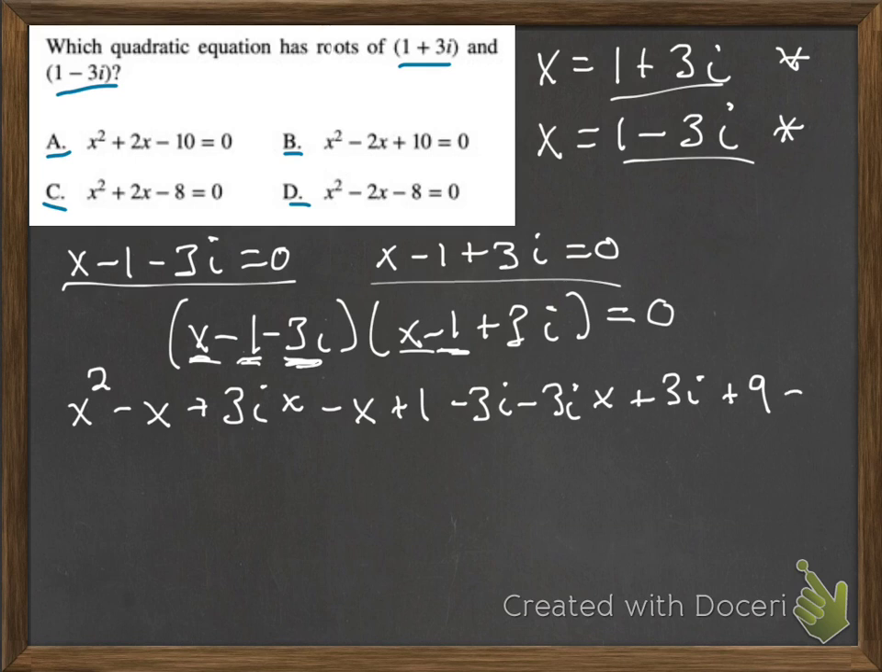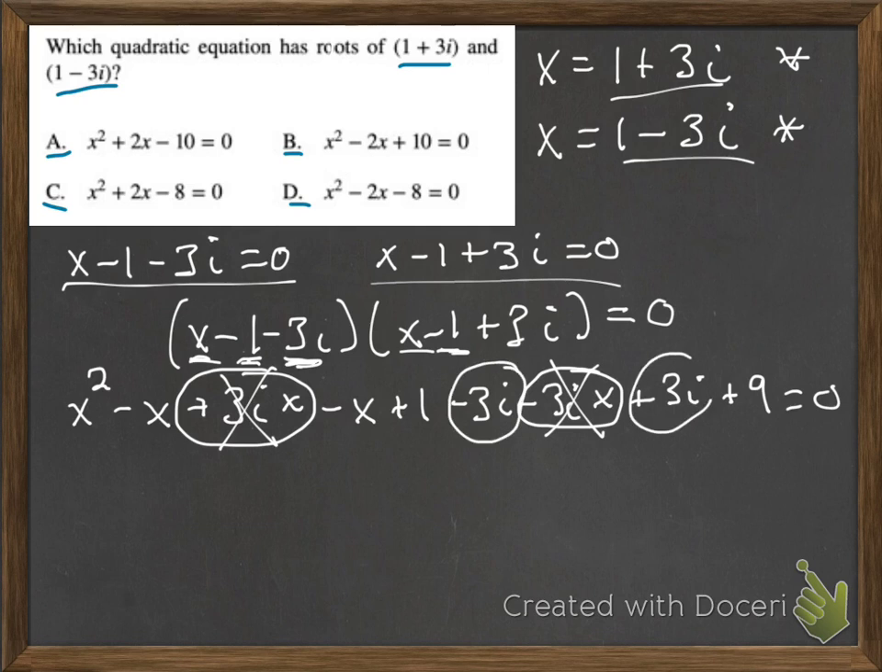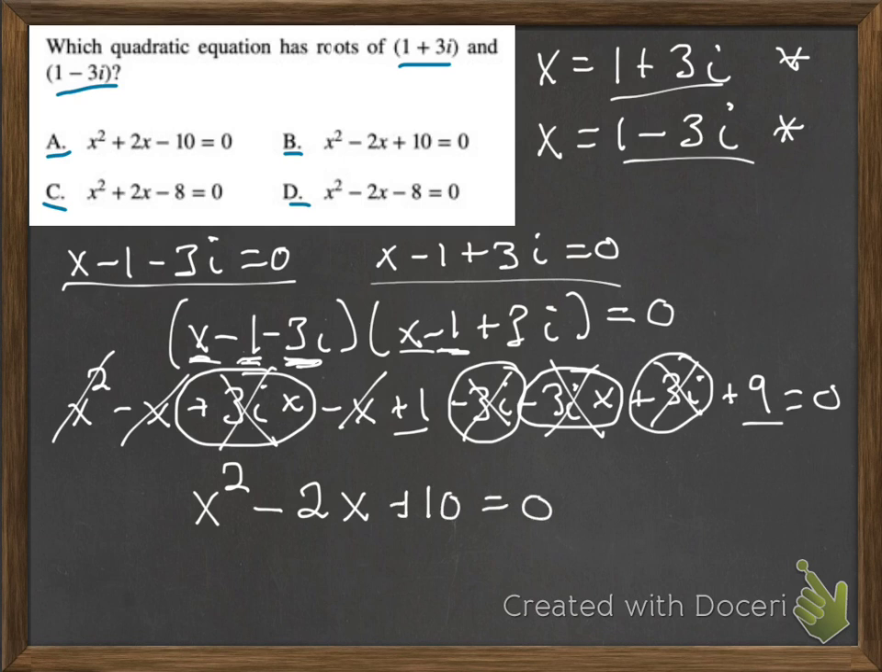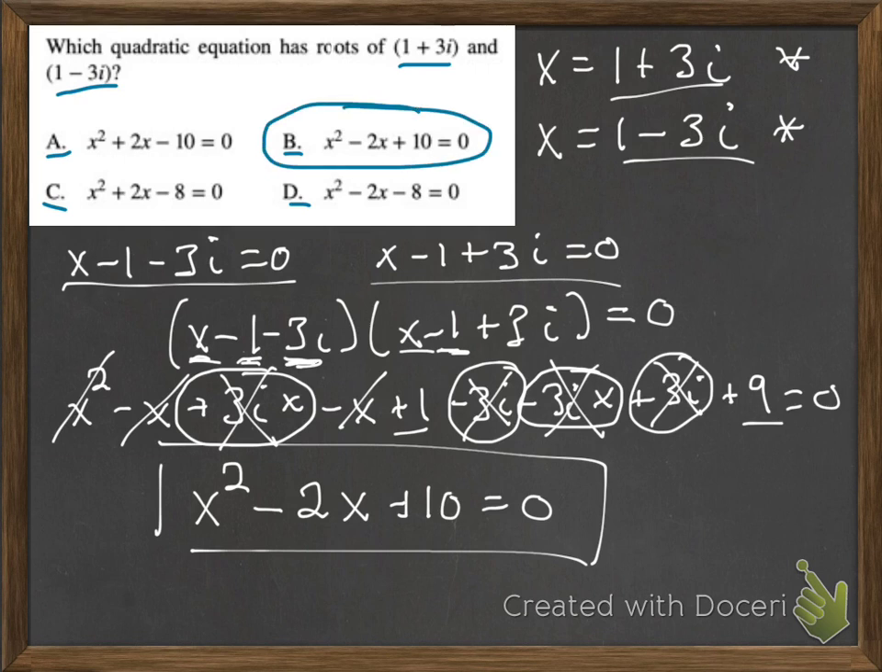Now we have to combine all these like terms. We have a positive 3ix and a negative 3ix. Those cancel. We also have a negative 3i and a positive 3i. Those cancel. Now we have an x squared. Negative x minus x gets us negative 2x. And we have 1 plus 9, plus 10, equals 0. And we're done. So we go back up to our choices, and it looks like B is our answer.